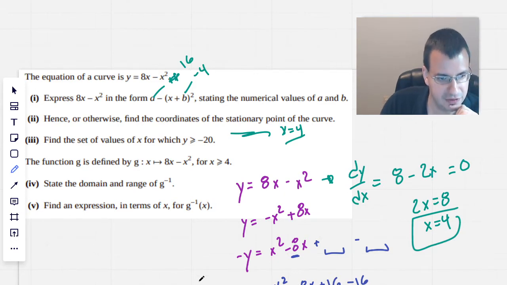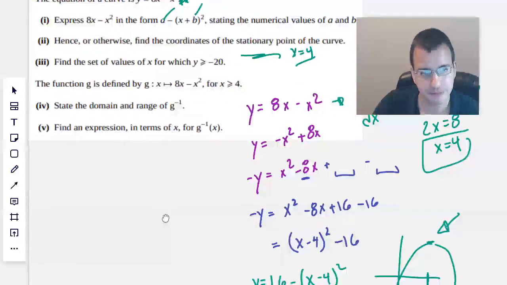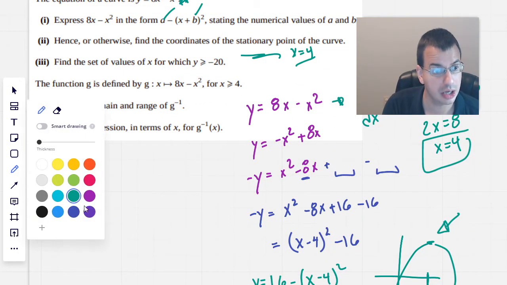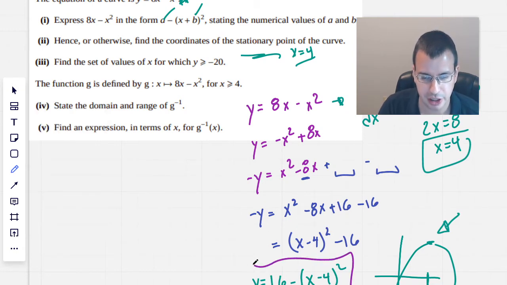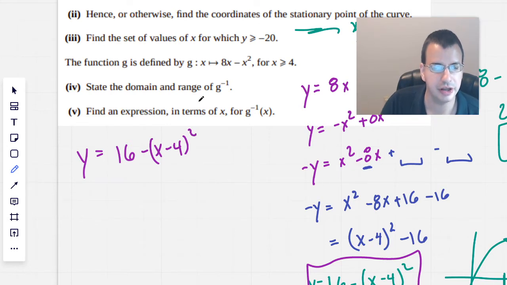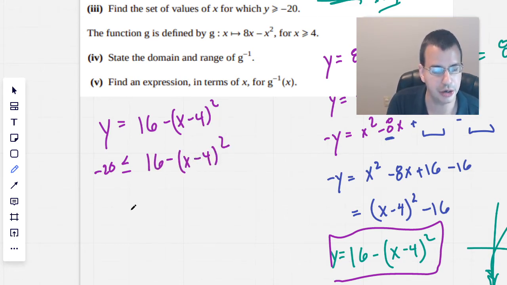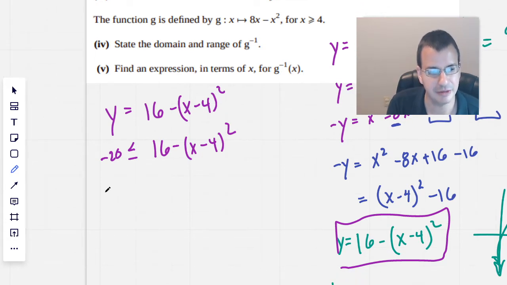Find the set of values of x for which y is greater than or equal to negative 20. Okay, so this is where completing the square comes in handy. So now we have this equation right here, and we can say that y equals 16 minus x minus 4 quantity squared, and we have negative 20. So we'll do negative 20 over here is less than or equal to y, where y equals 16 minus x minus 4 quantity squared. Start by moving the 16 over, minus 16 from both sides, we have minus 36. Keep the inequality the same direction.